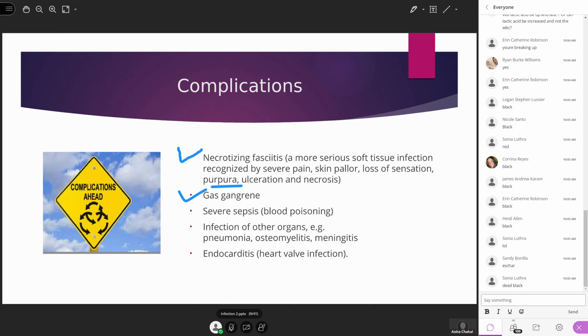Severe sepsis is sometimes called blood poisoning. It's really not a correct word. I put it there if you hear it, but people have pretty much stopped using this word, and we are using sepsis now. Infection of the other organs and endocarditis. What are the three layers of the heart? The names of it.